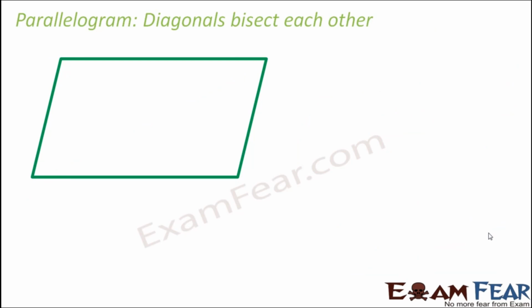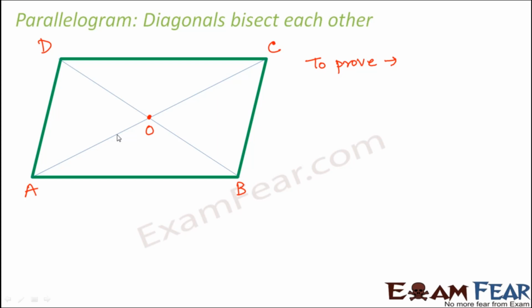Let's move on to the fourth property of the parallelogram, that the diagonals bisect each other. For this, again we have considered this parallelogram ABCD, and here we will draw both the diagonals, and let us mark the point where the two diagonals meet as point O. What are we trying to prove here? We want to prove that the diagonals bisect each other. That means the diagonals intersect at a point such that each diagonal gets divided into two equal halves. So we want to prove that AO is equal to OC and BO is equal to OD. So this is what we want to prove.